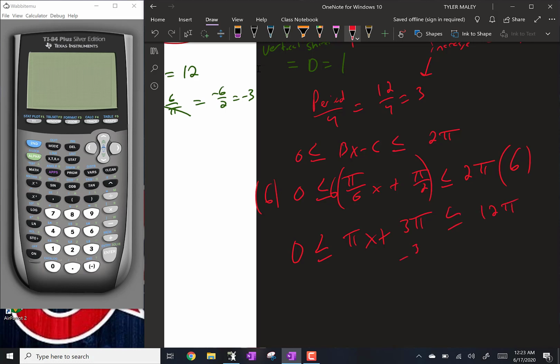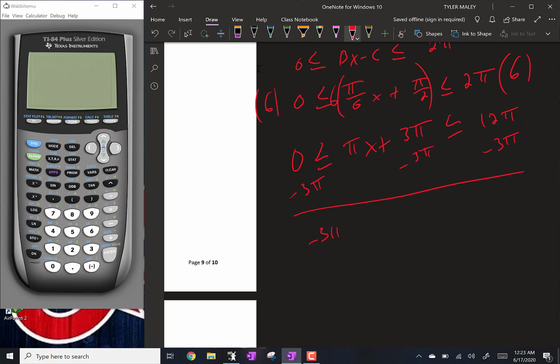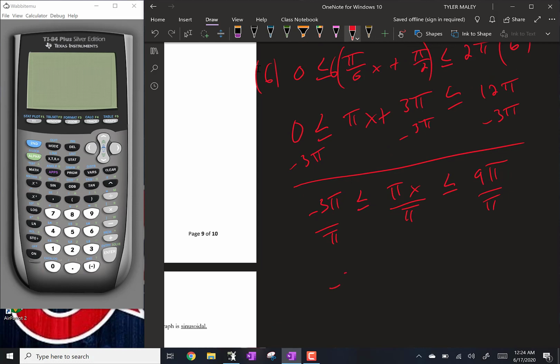So now I can subtract 3 pi from everything. So we get negative 3 pi less than or equal to pi x less than or equal to, so 12 minus 3 is 9 pi, right? And then divide everything by pi. So we would have negative 3 less than or equal to x less than or equal to 9, right? So this is what the typical period will be on.